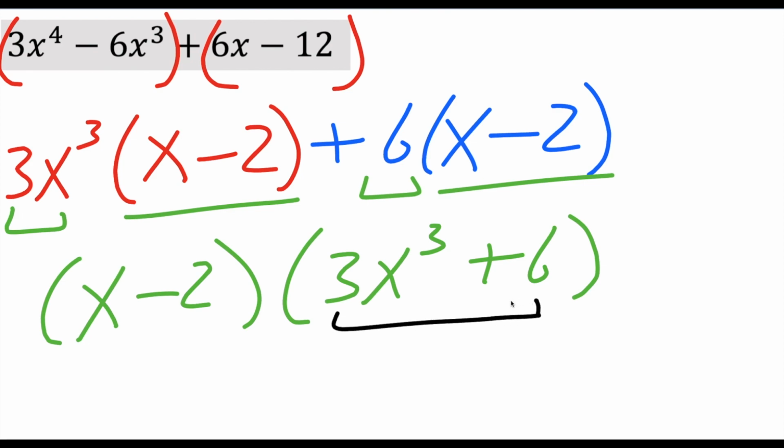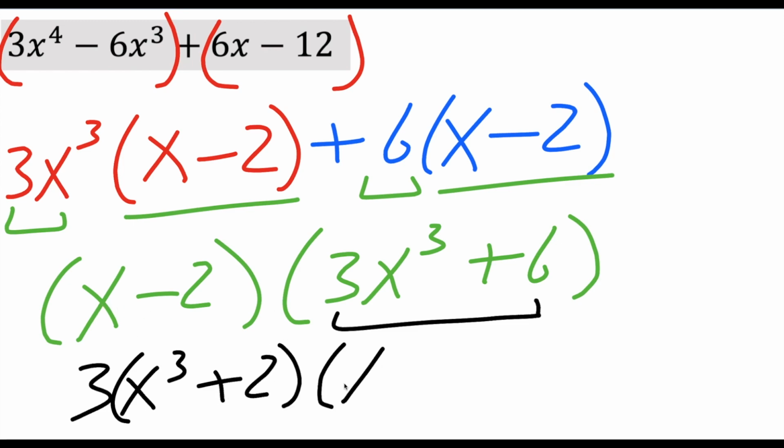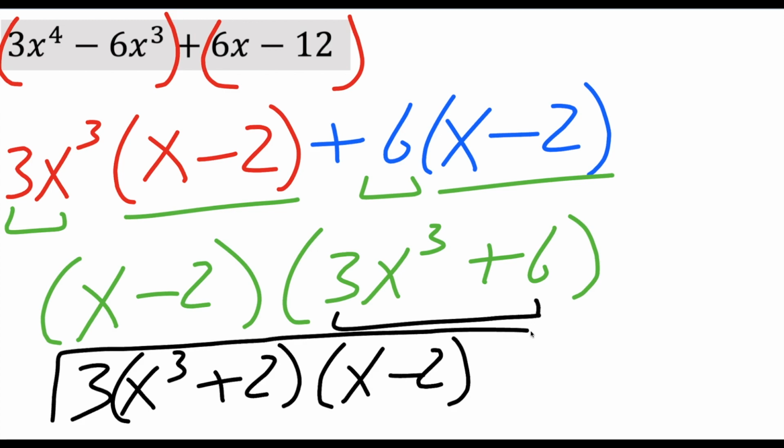So you could take out a 3 because 3 can go into both numbers. So you can actually rewrite this by saying 3, parentheses. 3 times what gives you x cubed? x cubed. 3 times what gives you 6? Plus 2. And then we put this piece. That's another way to write this problem. Both are correct, but I guess this is more correct because it's factored further. So right here is our final answer in black.